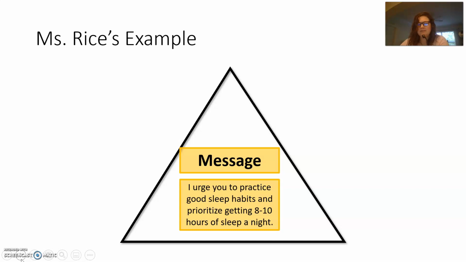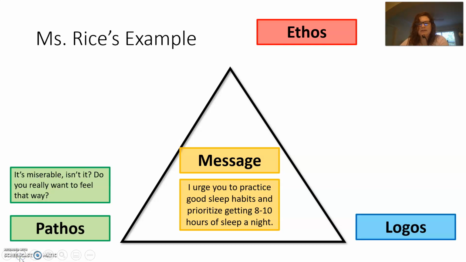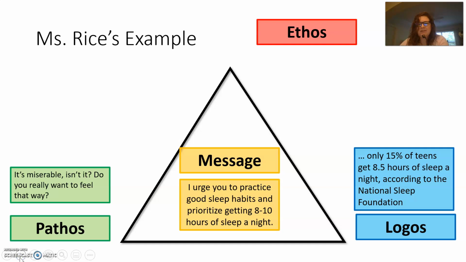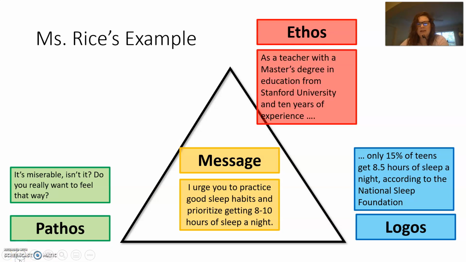Okay, and then, so if my message is, I urge you to practice good sleep habits, prioritize getting 8 to 10 hours of sleep a night, the way that I establish myself is, okay, we're starting with pathos. Pathos is when I say things like, it's miserable, isn't it? Do you really want to feel that way? Logos is when I give you facts and statistics, like only 15% of teens get 8.5 hours of sleep a night, according to the National Sleep Foundation. And ethos, again, is when I'm setting myself up as somebody who's trustworthy, as a teacher with a master's degree in education from Stanford University and 10 years of experience.